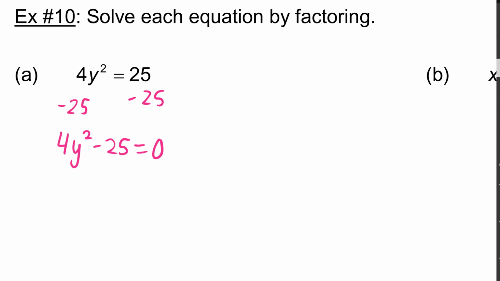So now I have everything set to one side. Is there a greatest common factor? No. 4 does not go into 25. Is it a special case? Is it a difference of squares or perfect square trinomial? Yes, it's a difference of squares. So we're going through the hierarchy, going through the order. A difference, subtraction of two things that are square. 4y squared, what times itself is 4? 2. What times itself is y squared? y. So 2y.